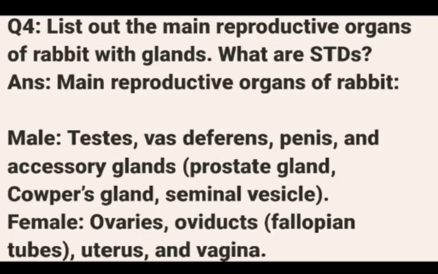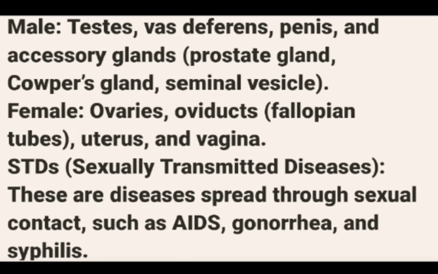Question number 4. List out the main reproductive organs of rabbit with glands. What are STDs? In male: testes, vas deferentia, penis, and accessory glands, which are the prostate gland, Cowper's gland, and seminal vesicle. In female: ovaries, oviduct, which means fallopian tubes, uterus, and vagina. STDs are sexually transmitted diseases. These are diseases spread through sexual contact, such as AIDS, gonorrhea, and syphilis.